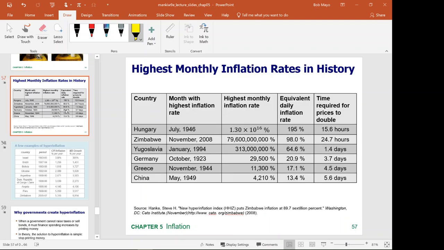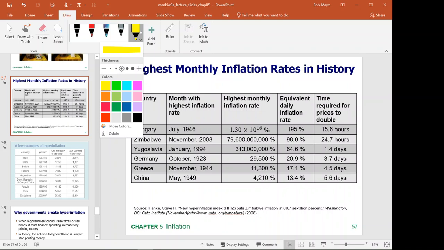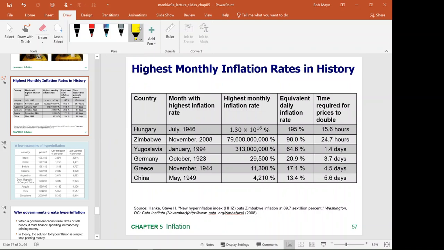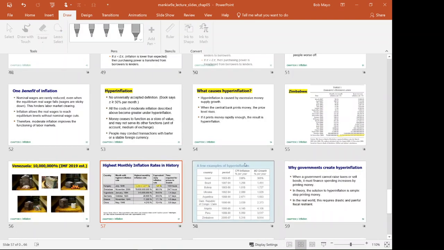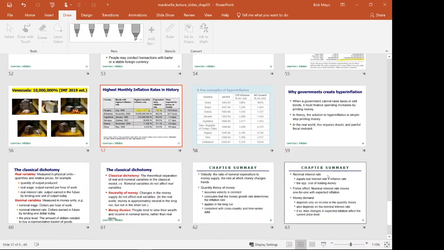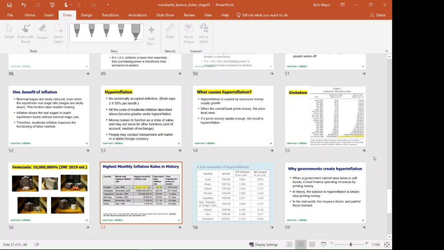Let's see, the highest inflation rates recorded in history. Zimbabwe was up there. July 1946, Hungary. 200% inflation per day. You can't use money at that point. That's a summary of the highlights.